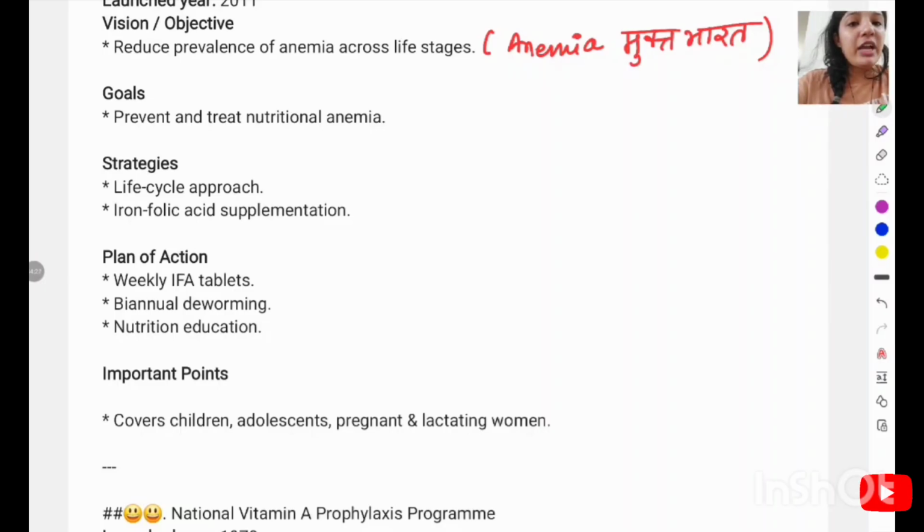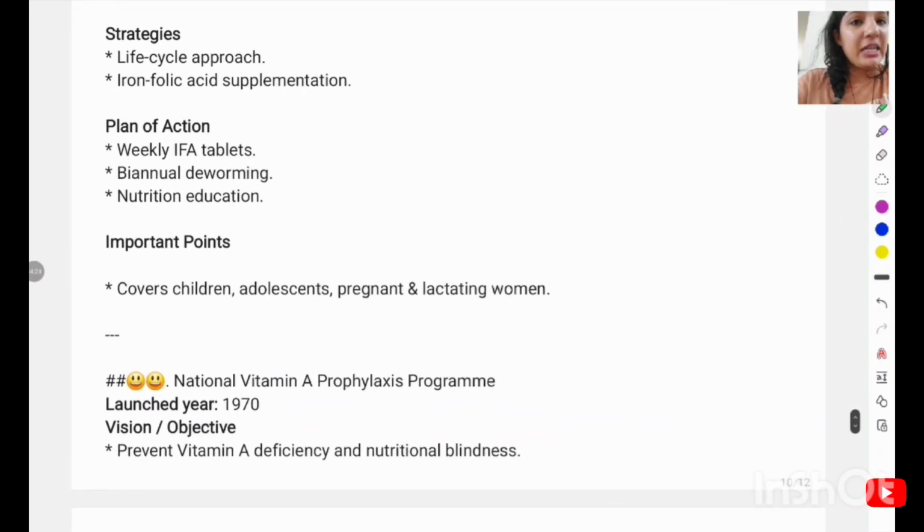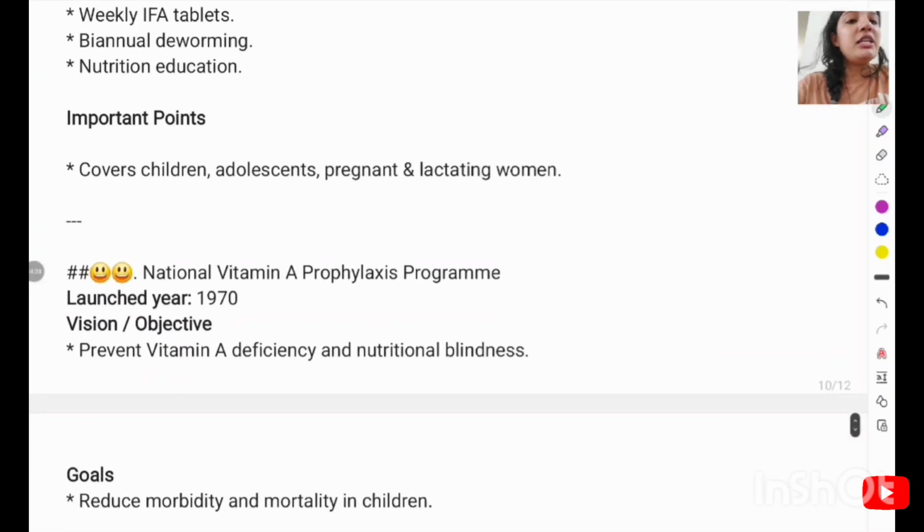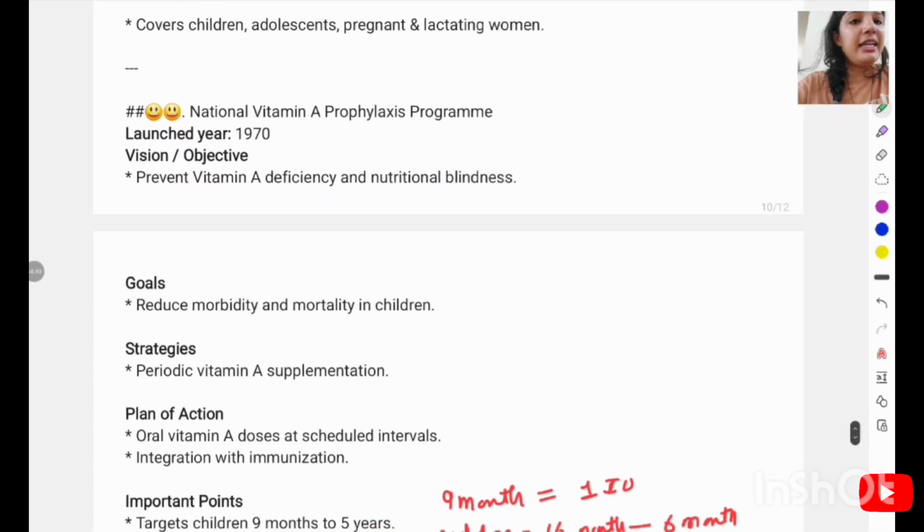Then plan of action is weekly IFA tablet, iron folic acid, is given. Biannual deworming is given. Deworming means that mebendazole is given. Nutritional education. Then important point is coverage for children, adolescents, pregnant and lactating women.